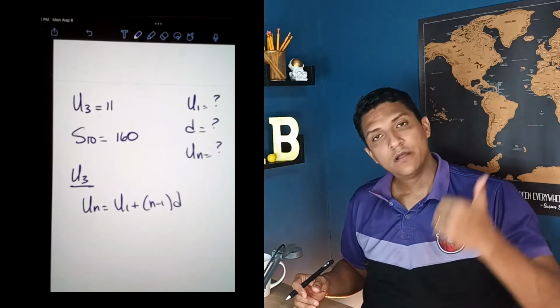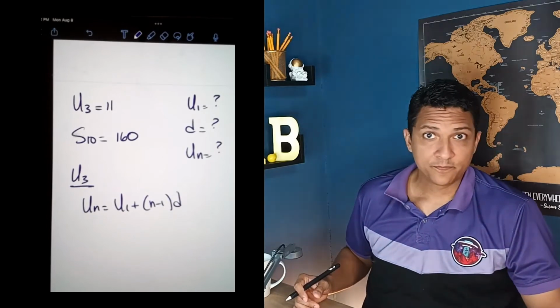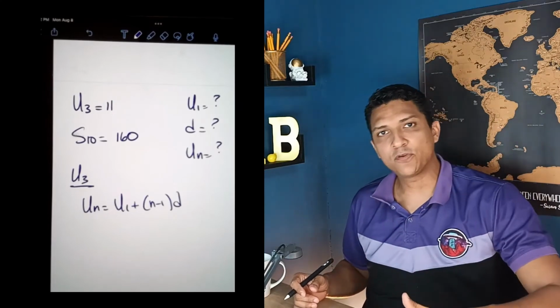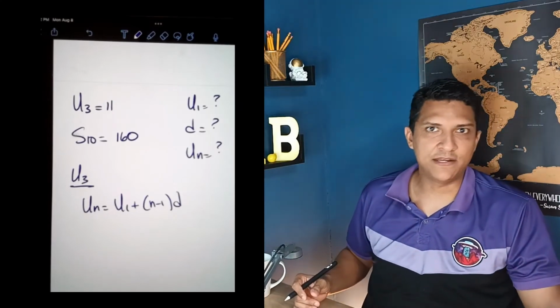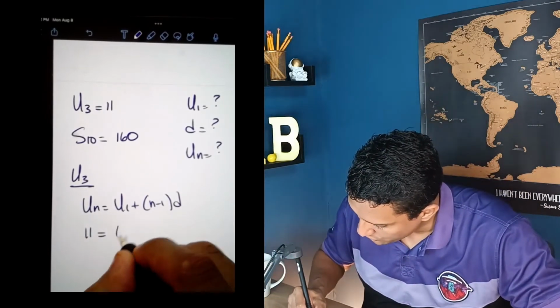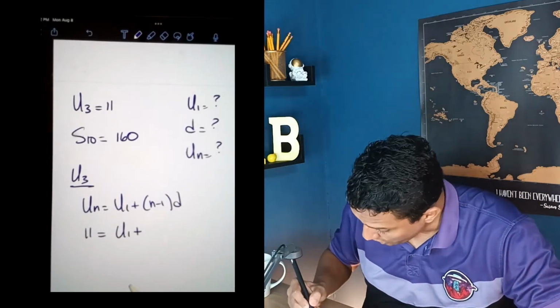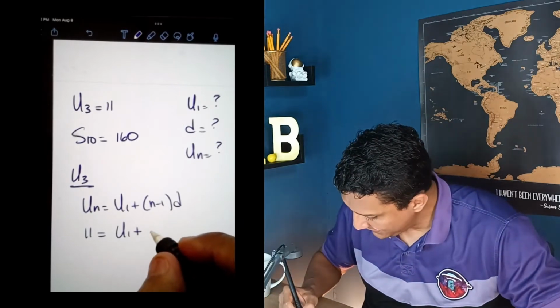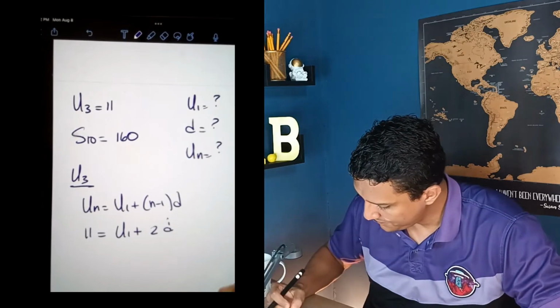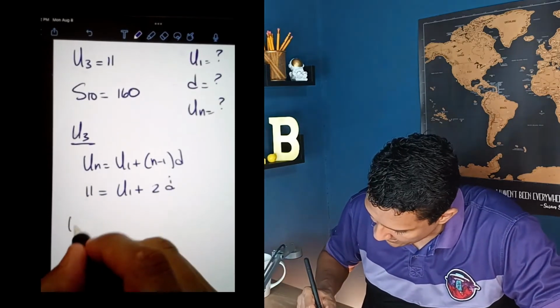One, I know that n is 3. And the other is the value located at that position, so u3, which is 11. So I'm going to replace that. 11 is equal to u1 plus, and n is 3, so 3 minus 1 is 2, 2d. Notice that I already have the first formula.